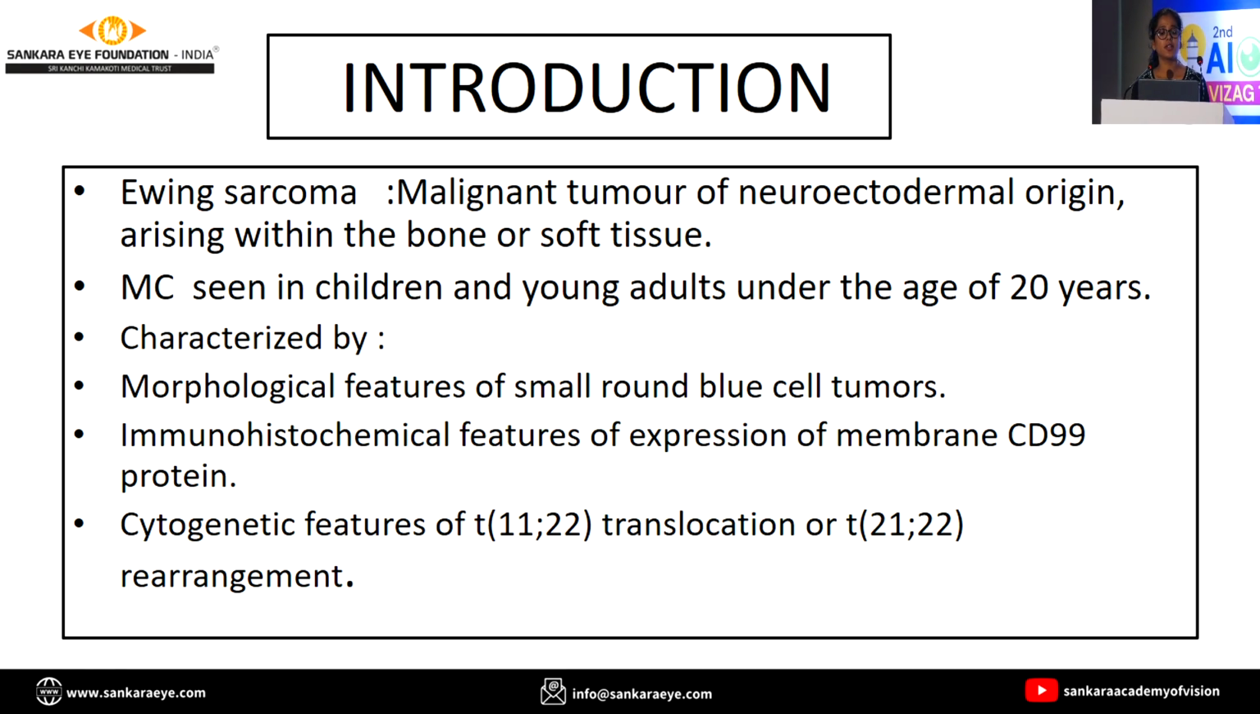Coming to the introduction, Ewing sarcoma is a malignant tumor of neuroectodermal origin arising within the bone or soft tissue. It is most commonly seen in children and young adults under the age of 20 years. It is characterized by morphological features of small round blue cell tumors and immunohistochemical expression of CD99 protein. Cytogenetic features include translocation 11;22 or translocation 21;22 gene rearrangement.